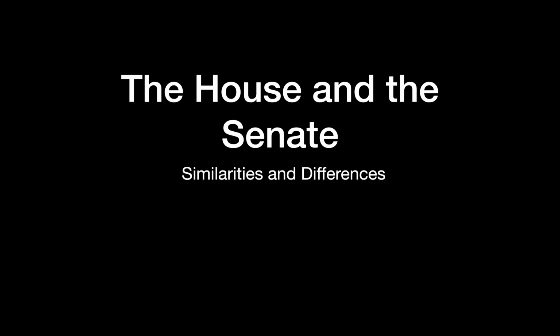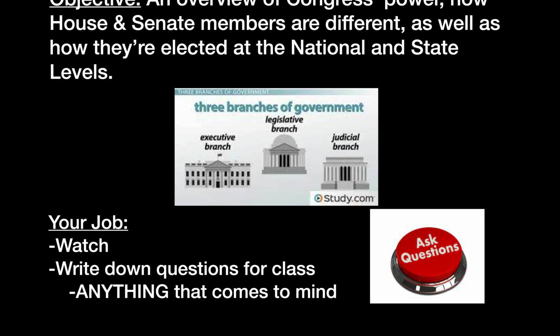By now, you should have seen in class the aspect of the Great Compromise that created these, but if not, I'll refer to that in just a second. So, our objective today is to take an overview of Congress's power, to look at the House and Senate members being different, as well as their elections, too. We'll talk about how they get elected in this description as well.